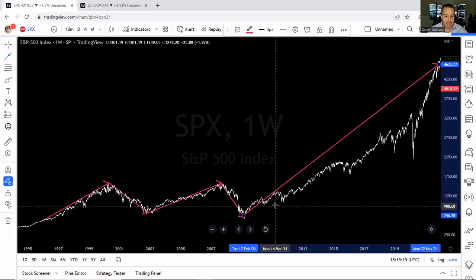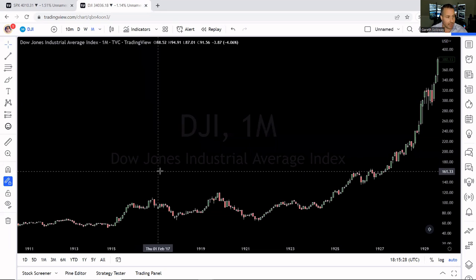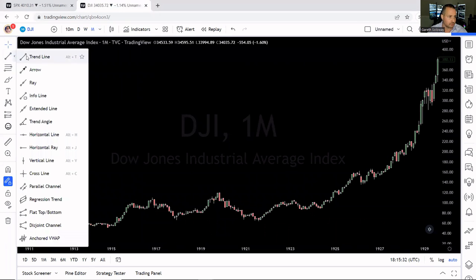Now, the next thing I want to do is flip over to the Dow chart. And you might say, well, why the Dow and the S&P? Well, the S&P is the common index of today, right? So if you go back to the early 1900s, you actually have the Dow. That was the main index back then. So you have to compare apples to apples in that respect.